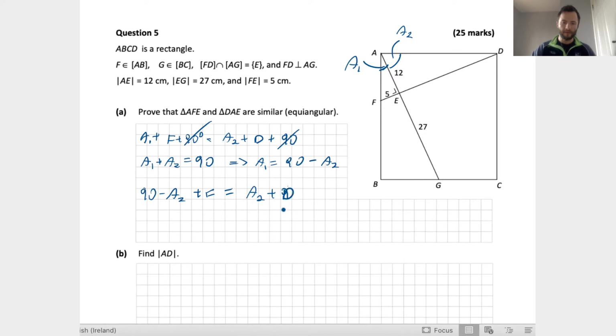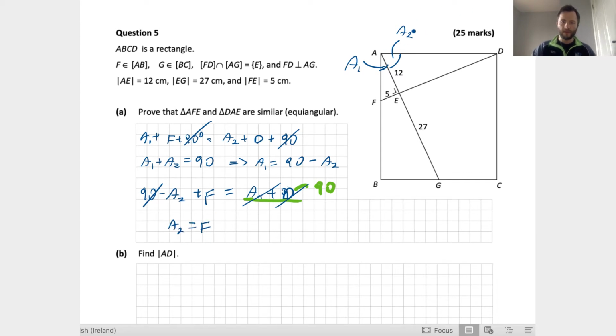Now, this might be a little bit difficult to see and recognize, but the key discovery here is that the sum of those two angles is equal to 90 degrees. And that comes from the fact that A2 plus D plus 90 is 180, so those two angles have to sum up to 90 degrees. So from here, I can cancel 90 and those two angles, and I'm going to get that A2 equals F.